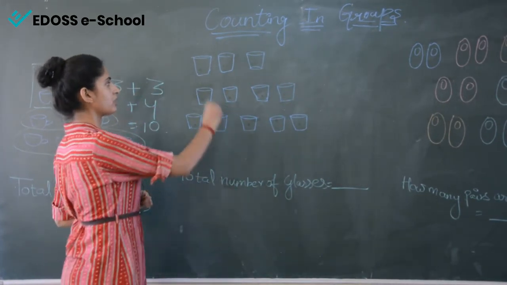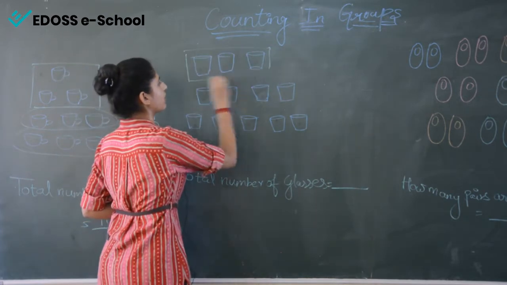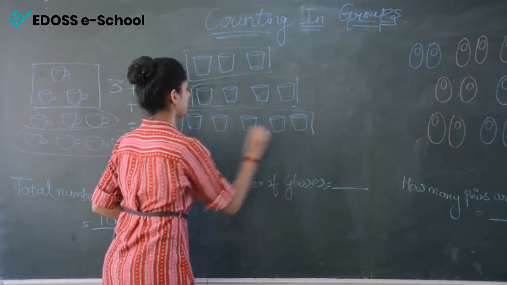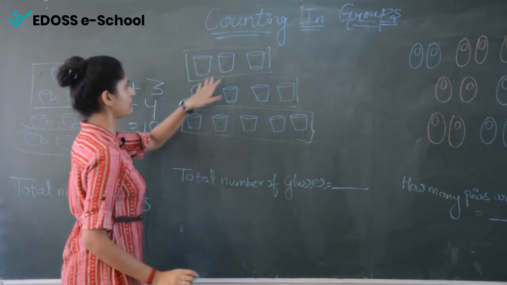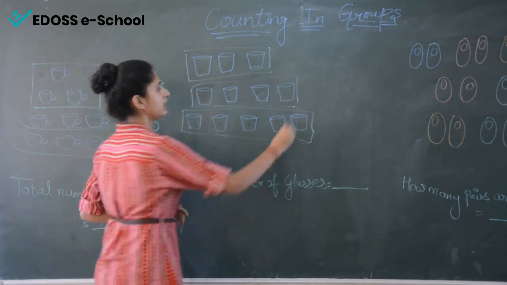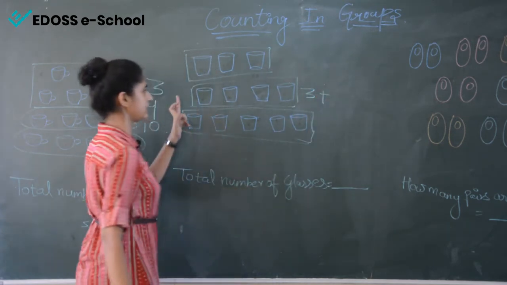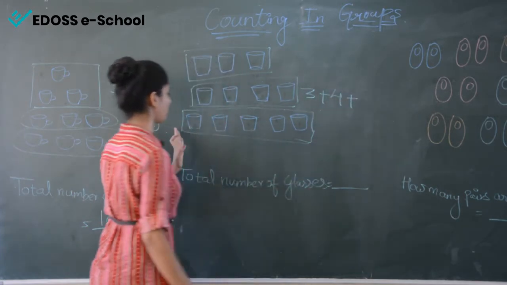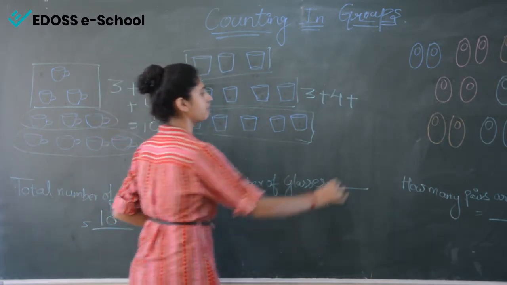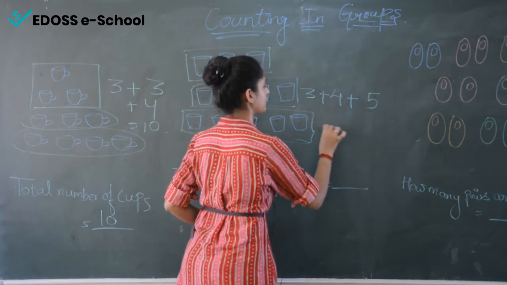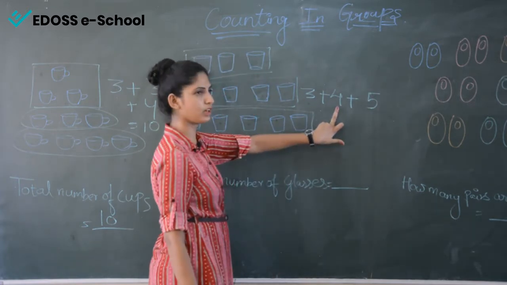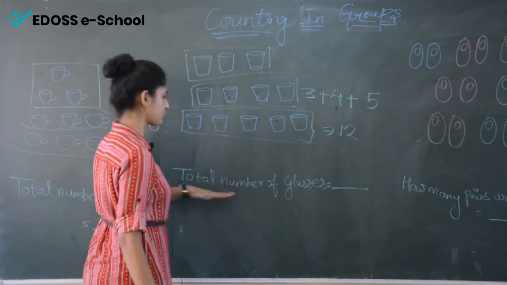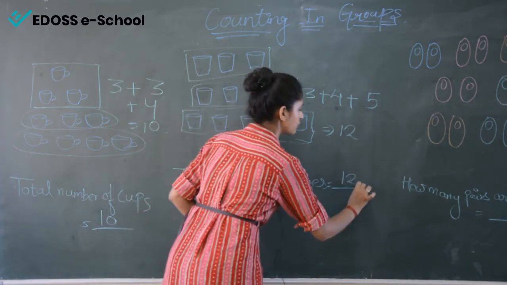But we have to count in groups. So how will we count? Let's make it one group. This is second group and the third group. Now let's count. In one group there are 3 glasses, plus in second group here are 4 glasses, plus 1, 2, 3, 4, 5, 5 glasses in the third group. Let's count. 3 plus 4, 7, 7 plus 5, 12. So the total number of glasses here are 12.